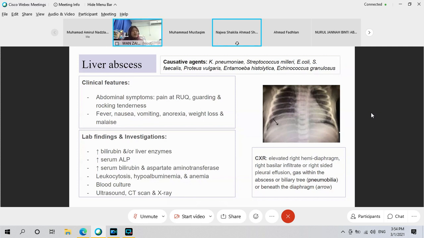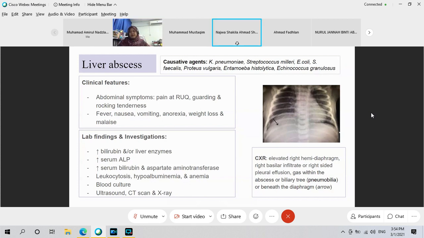So macam mana fever ni? I'm not really sure. You buat slide ni tak baca ke? High grade fever. High grade fever with chills and rigors. Fluctuating kan? Bukan fluctuating macam apa ni? Ni kan. Tinggi kan. Fluctuating fever. That is characteristic of abscess. Okay?